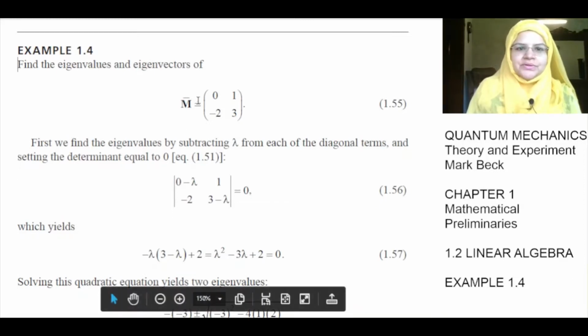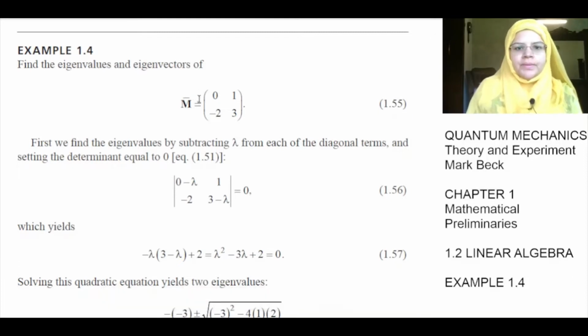Today we will do quantum mechanics by Beck, example 1.4. Find the eigenvalues and eigenvectors of matrix M bar. M bar is a 2 by 2 matrix with elements 0, 1, minus 2 and 3.